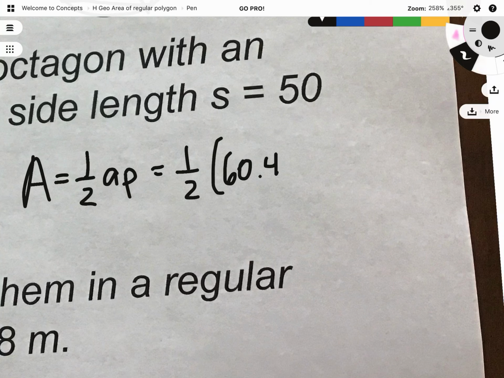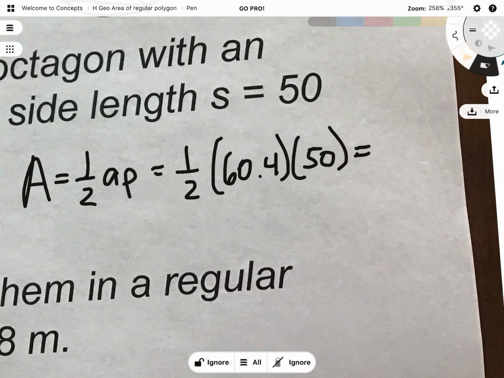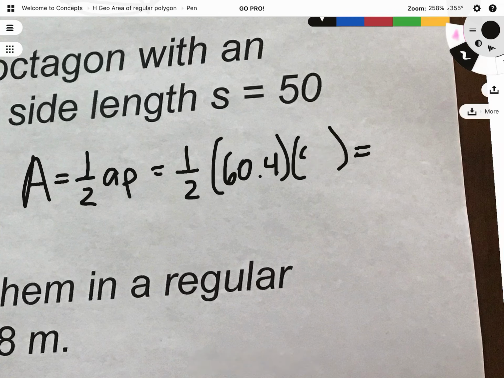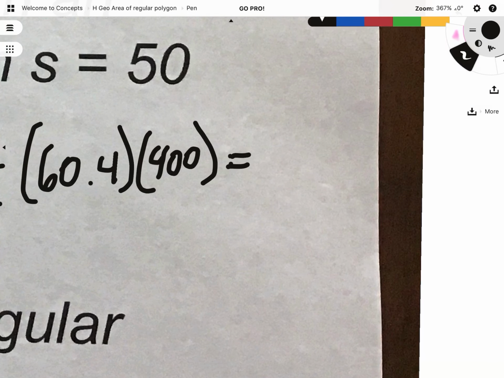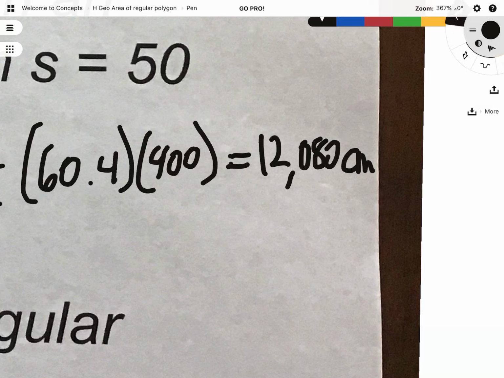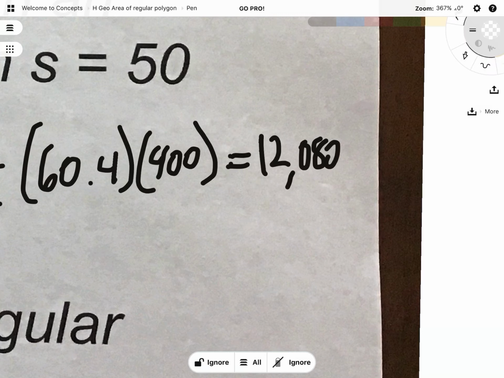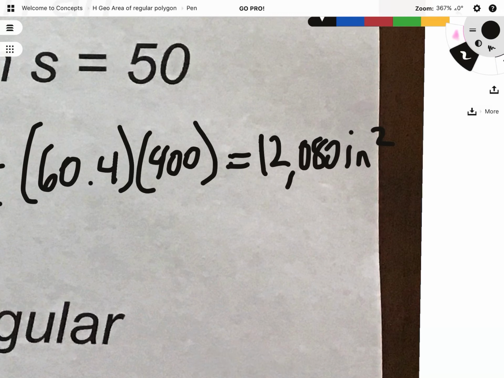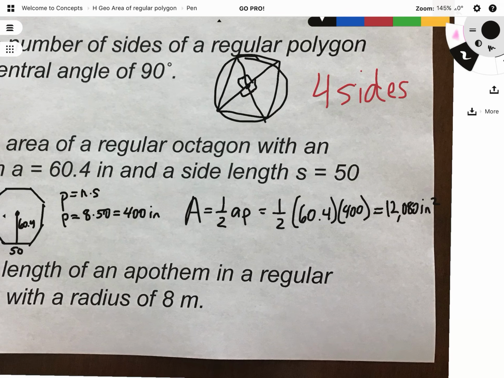1/2 times 60.4 times 50. And that comes out to, oh, just kidding, not 50. Perimeter is 400. There we go, that looks a little better. So we get quite a large number, 12,080. Is it centimeters? Nope, it's inches. Inches squared.